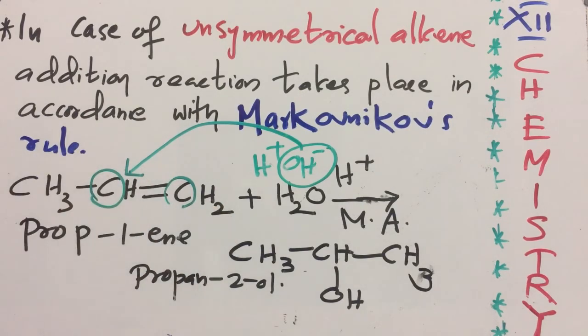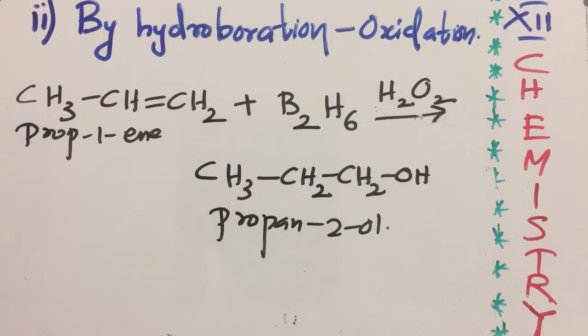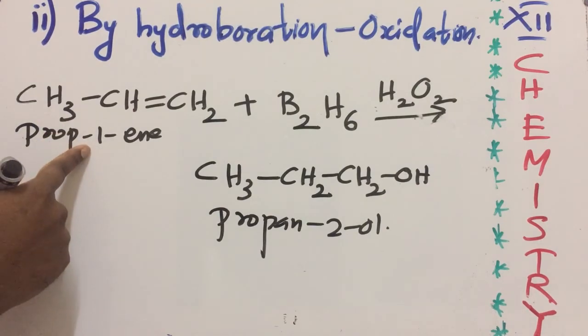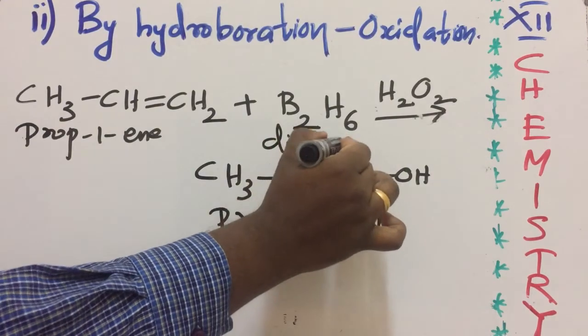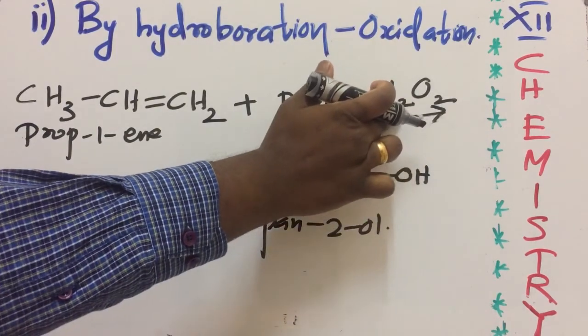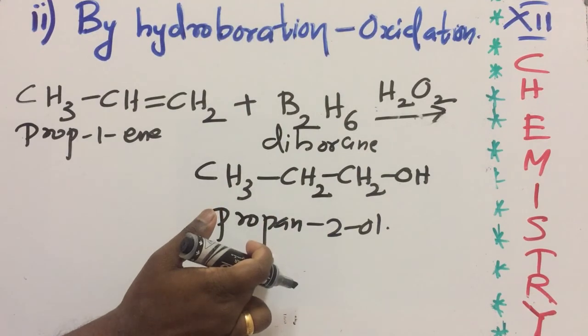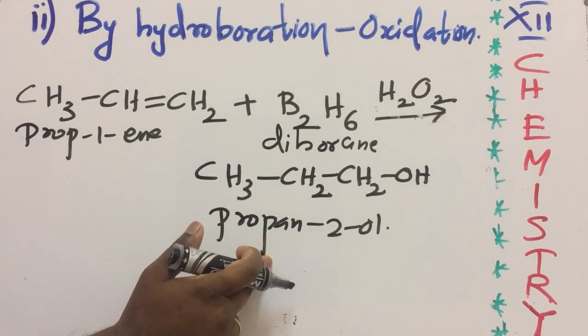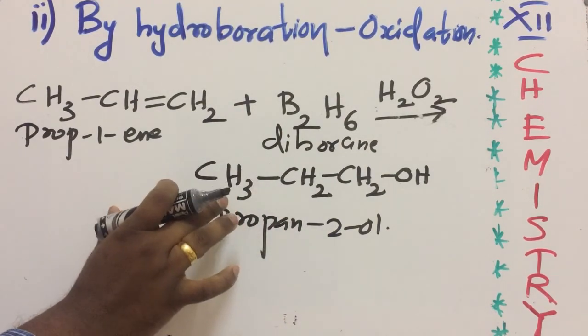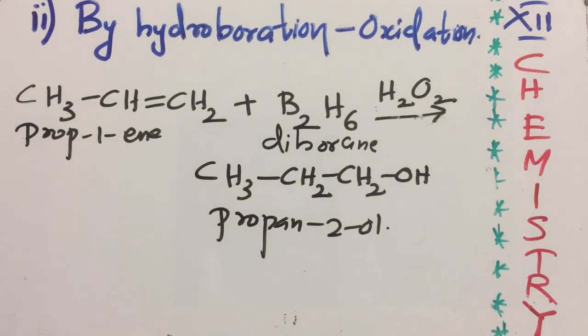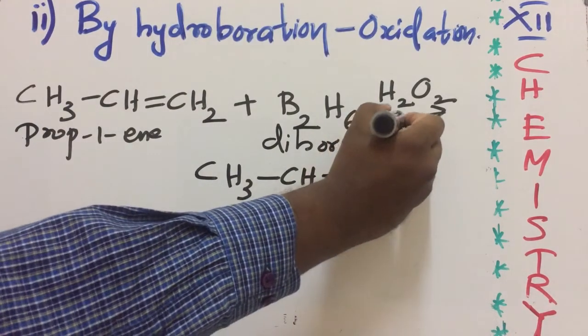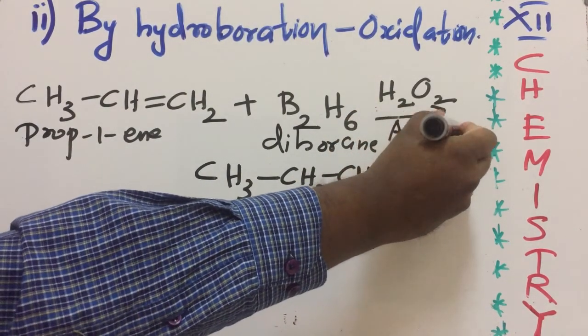Okay, so how to convert propene to propanol? The answer is this one: by hydroboration oxidation reaction. In this reaction, alkene reacts with diborane, B2H6 is diborane, in presence of hydrogen peroxide to form alcohol, propanol. Okay, and this reaction is called hydroboration oxidation reaction. And this reaction takes place in accordance with the anti-Markovnikov's addition.